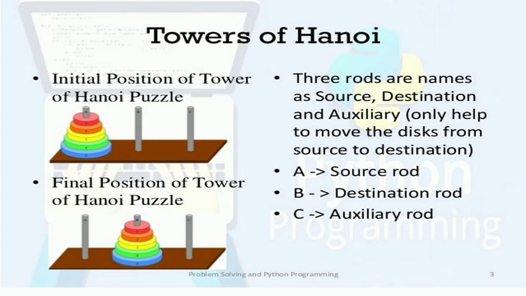The initial position and the final position of the Tower of Hanoi puzzle are given here. The 3 rods are named source, destination and auxiliary. The auxiliary rod is used to move the disk from source to destination. Here A represents the source rod, B represents the destination rod and C represents the auxiliary rod.